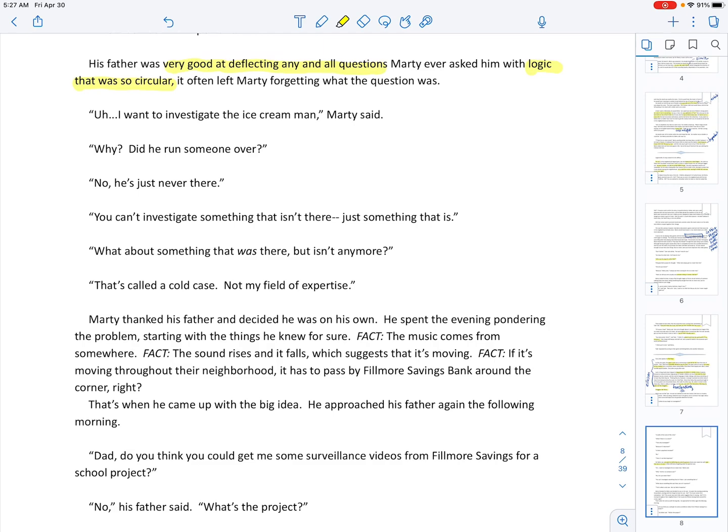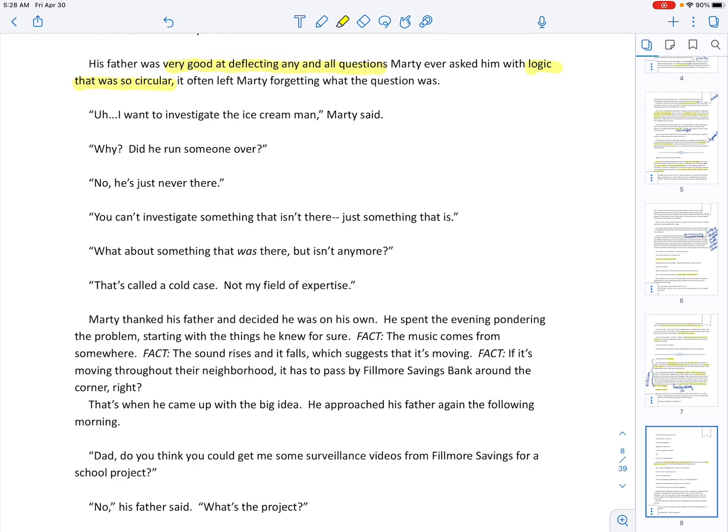I want to investigate the ice cream man, Marty said. Why? Did he run someone over? No, he's just never there. You can't investigate something that isn't there, just something that is. But what about something that was there but isn't anymore? That's called a cold case. It's not my field of expertise. Marty thanked his father and decided he was on his own.